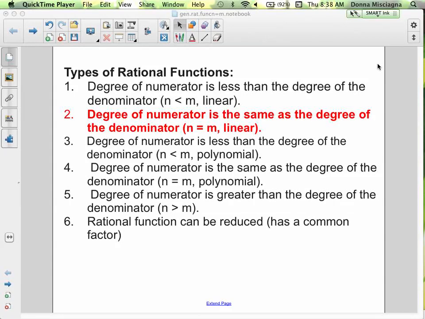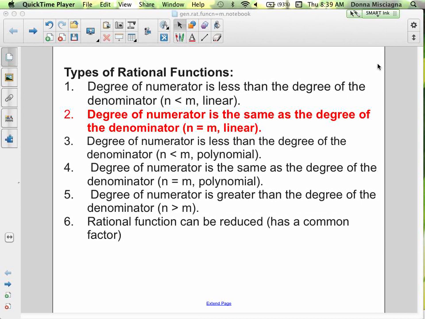Okay, so types of rational functions. In the last lessons, we graphed where the degree of the numerator was less than the degree of the denominator, and we only had linear parts. Right? We had constants, we had an x or an x plus or minus something. So now we're going to go to the next style of rational function.